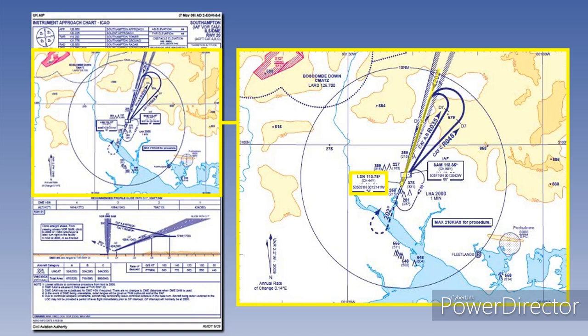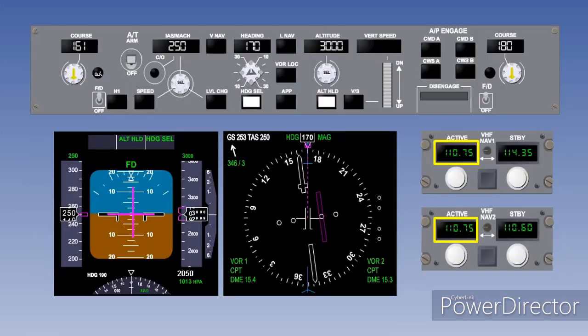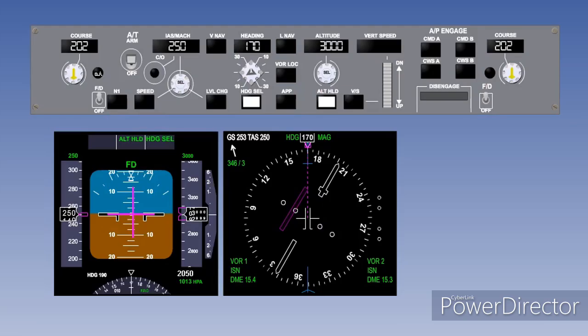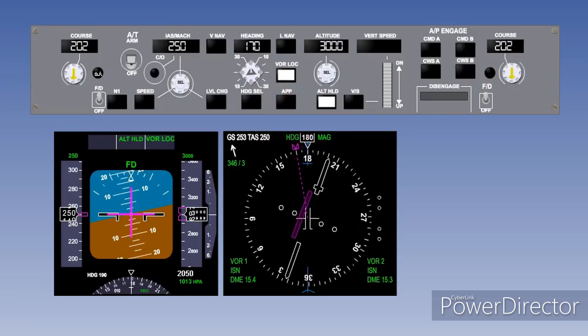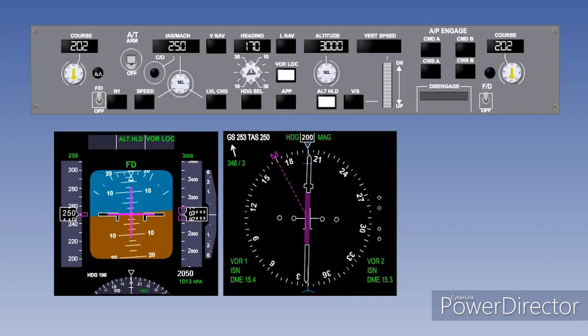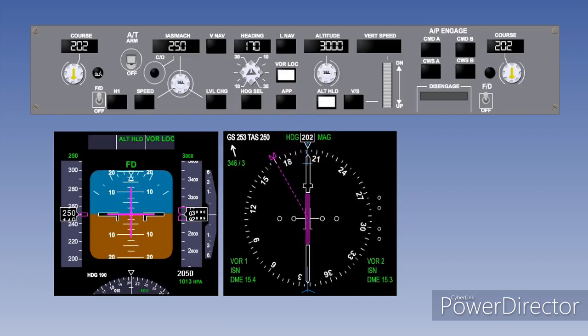As with the departure, the pilot will check the ILS plate for Southampton to obtain the course, and the ILS frequency will be set on NAV1. The course will be set on the mode control panel along with VOR Lock. The flight director will automatically command the pilot to intercept and track the localizer.